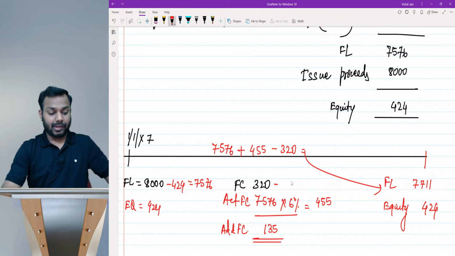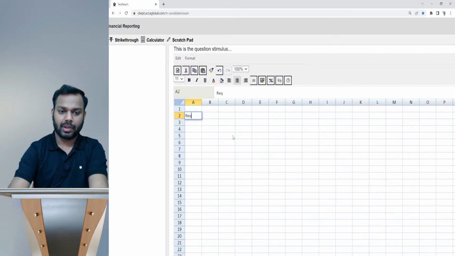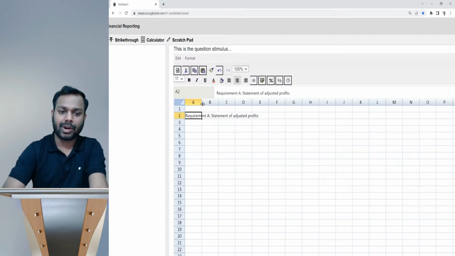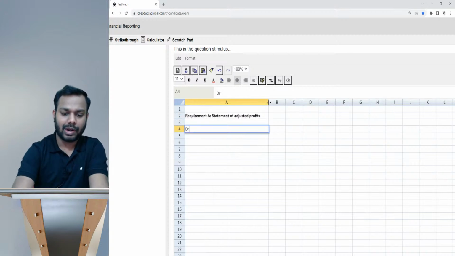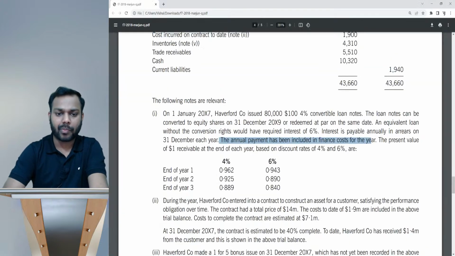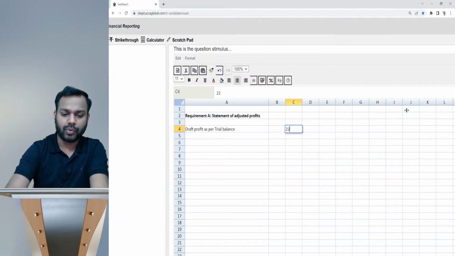Now the question that comes up is how will we treat it? Requirement A is a statement of adjusted profits. For that, first we need to take the profit that is calculated by the question, the draft profit as per trial balance. What is the draft profit as per trial balance? That is 2250, right? So let's write here 2250.